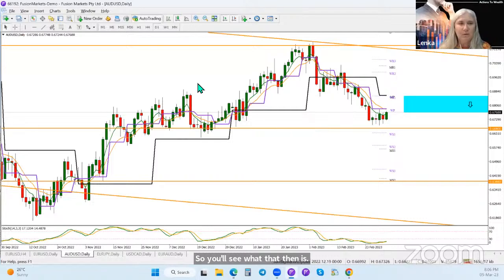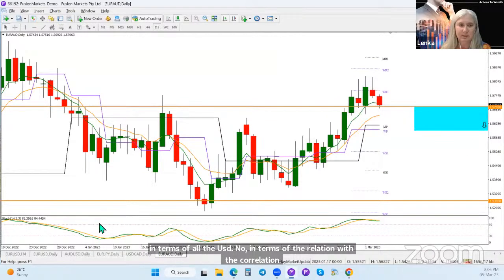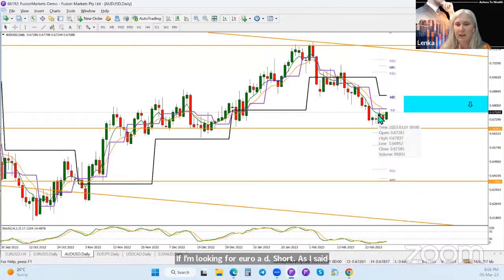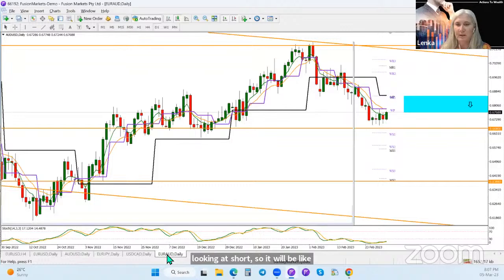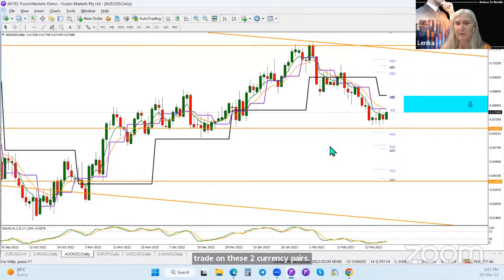So in terms of Aussie USD, in relation to the correlation, if I'm looking for euro AUD short, as I said before, it's likely that AUD is going to go long. But what I'm going to be doing is looking at short. So it will be like taking a hedge trade on these two currency pairs. Maybe one of those currency pair setups will not happen, and therefore I will just enter one. And that's usually what happens.